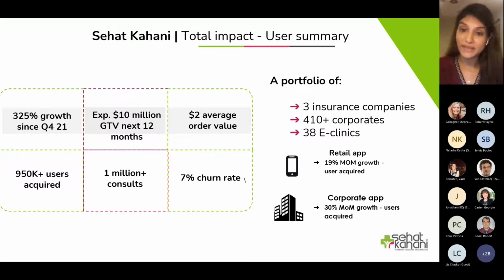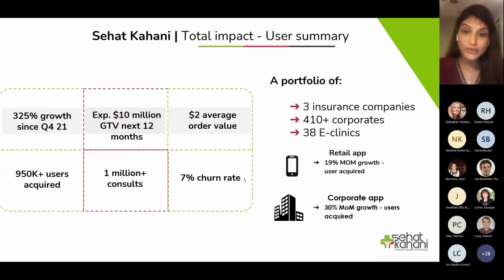We also have the largest corporate base in the country. So we serve 410 corporates today in Pakistan. So Philip Morris, Coke, companies like Unilever, 2 biggest banks, 2 biggest telcos are all our customers. We work with 3 insurance companies to provide services to their corporations. And because of that, we've had almost 950,000 users on our app and over 1 million consultations on the platform.